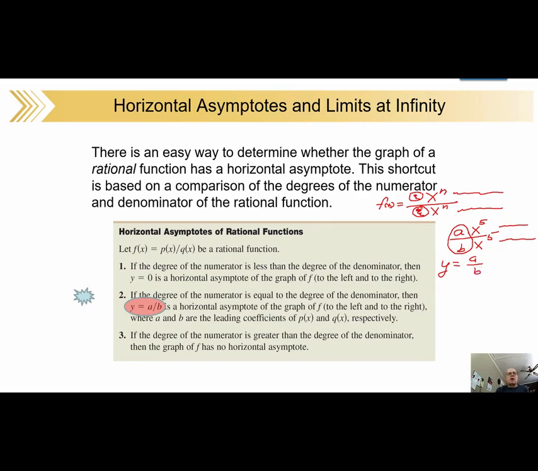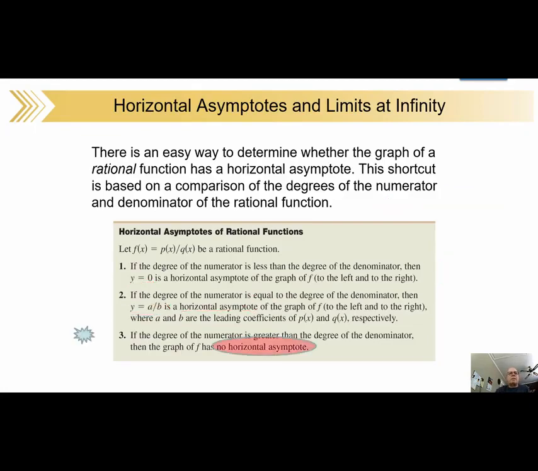So look for the degree on the bottom being bigger, that gives you y equals 0. If the degrees are the same, then all you have to do is look at the coefficients of the leading terms in the numerator and denominator. And y equals a over b will be a horizontal asymptote of the graph of that function. Third, if neither of those is the case, if the degree on the top is larger, then there's no horizontal asymptote at all.